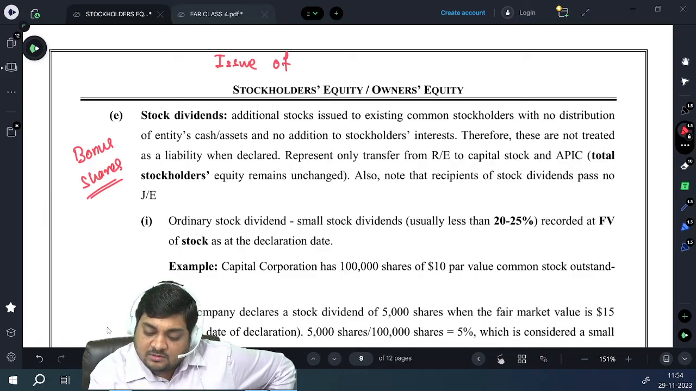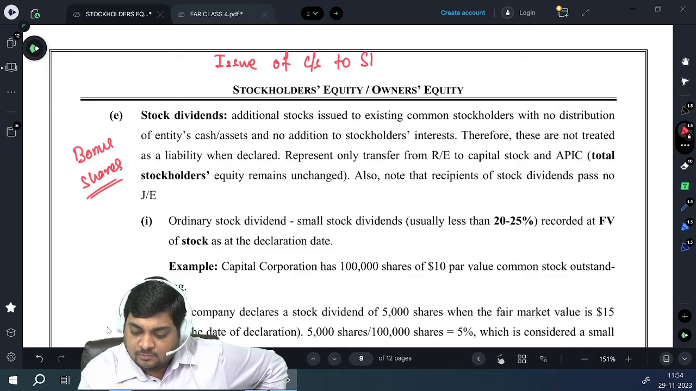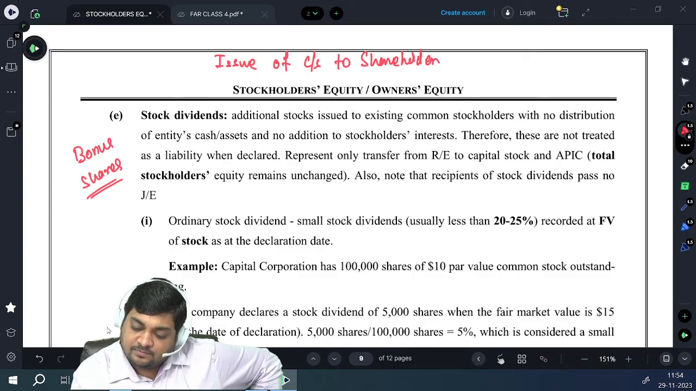Issue of common stock to shareholders without consideration. You're not taking anything from them.